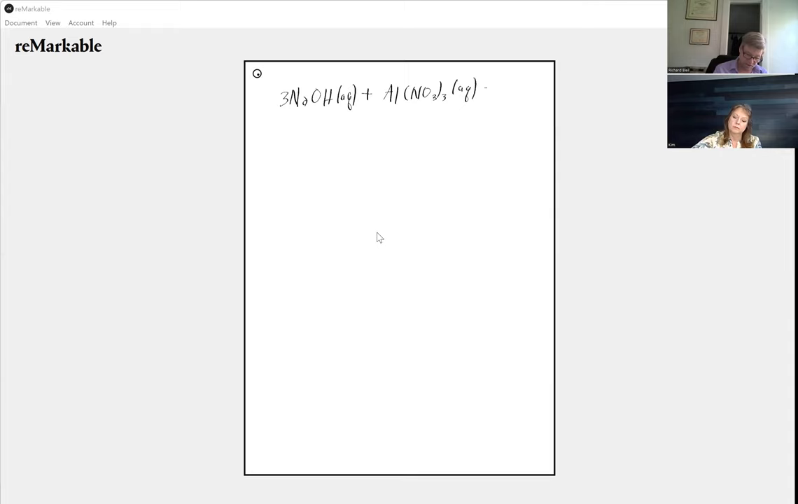Both in solution, colorless clear solutions. And what you will get in the end are three sodium nitrates, and then aluminum hydroxide. It's a very fine white precipitate. When you form a solid out of liquids, that solid is called a precipitate. Usually precipitates are called such because they kind of fall out of solution. You get solid on the bottom of the beaker or the reaction flask.